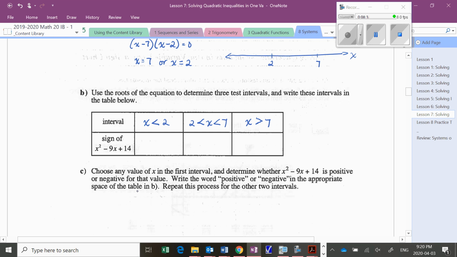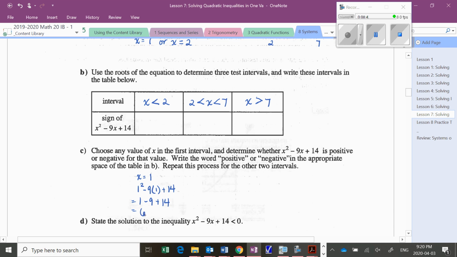So when x is less than 2, x could, say, be x equals 1, and so then we're going to substitute that into x squared minus 9x plus 14. So we've got 1 squared minus 9 times 1 plus 14. So that's equal to 1 minus 9 plus 14, which is 6. And so that is going to be positive.